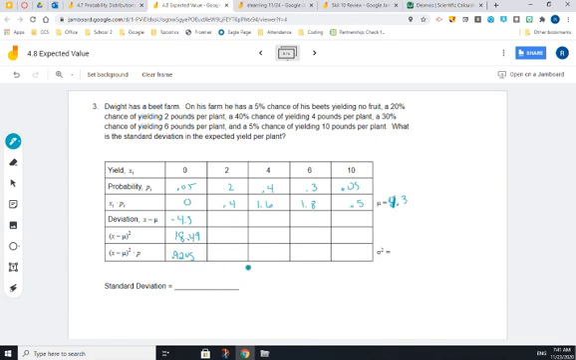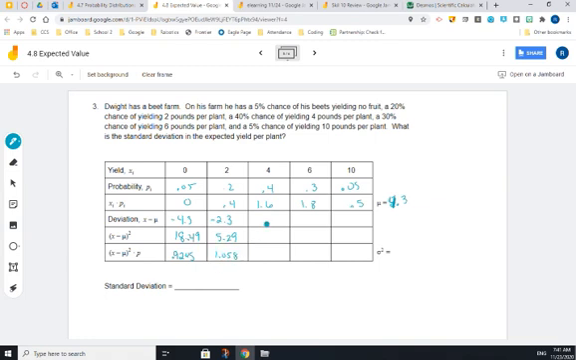Okay, so go ahead and finish filling out the rest of this chart using that same process: finding the deviation by subtracting it from the mean, squaring it, and then multiplying it by the probability. So what we end up with here is negative 2.3, and we get 5.29, and we get a total of 1.058.